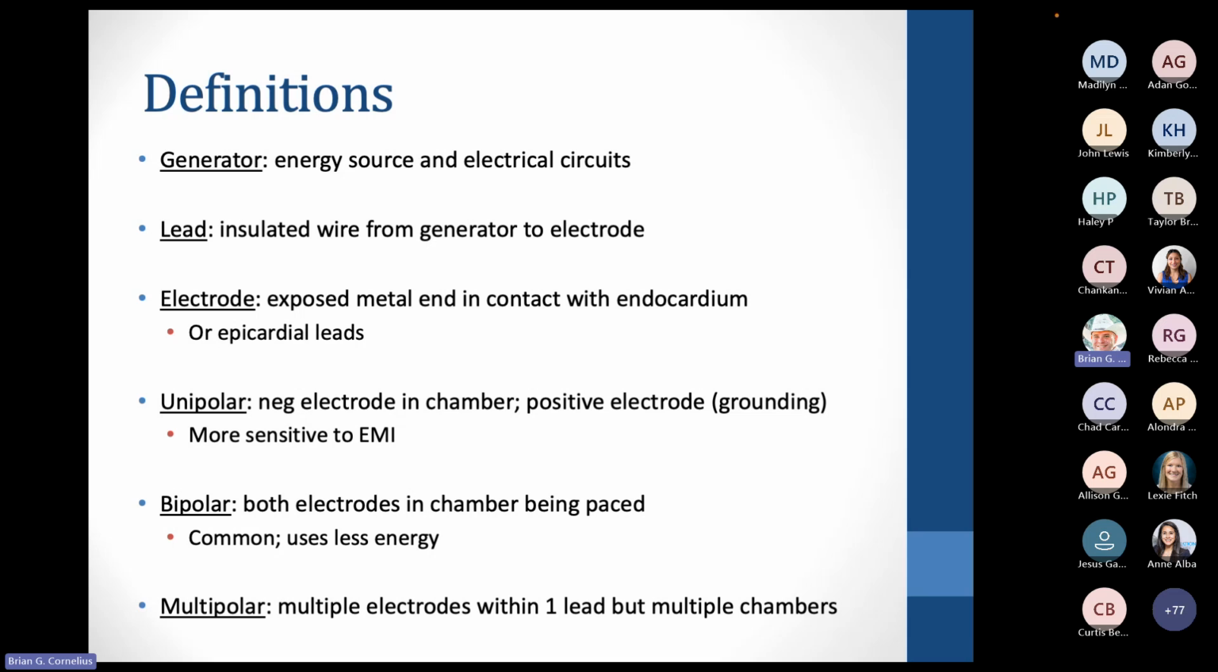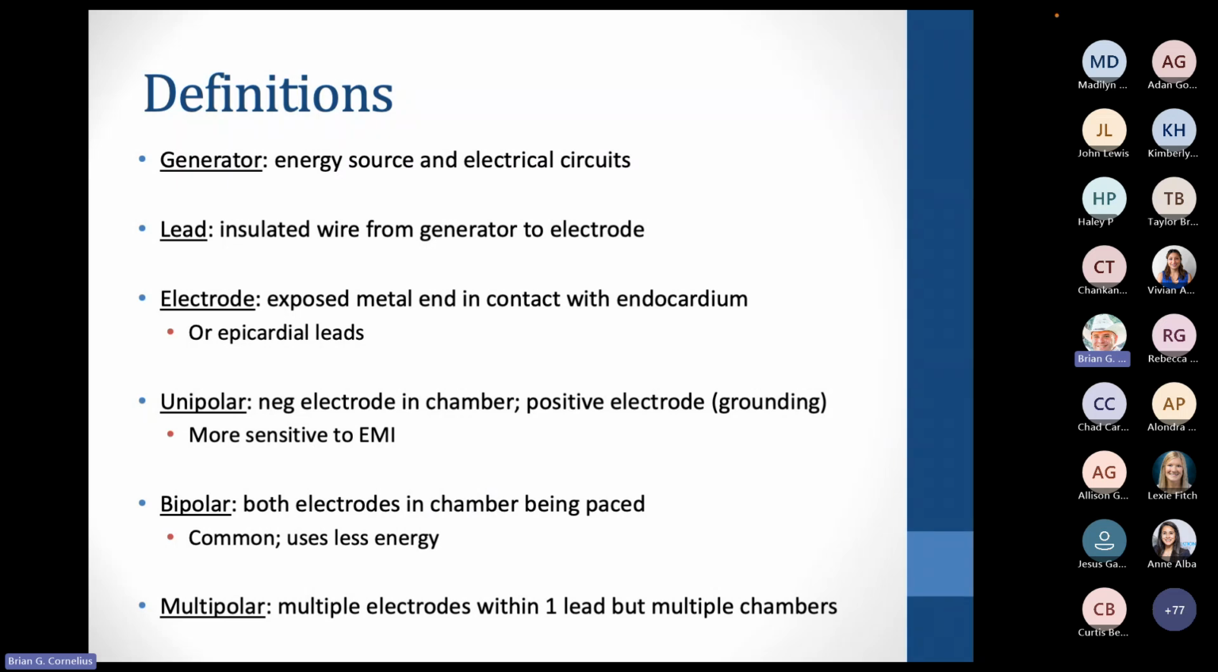Now, there's a couple different types of electrodes you see. You have unipolar electrodes. So in that case, you're going to have one electrode that provides a grounding, or you can have bipolar, which is where you have two electrodes. And the nice thing about bipolar is because you're basically going from point A to point B, you can use a lot less energy as opposed to unipolar where the patient's kind of the ground, so it takes more energy.